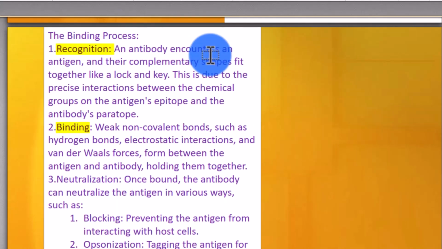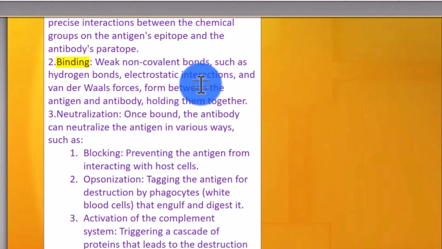Recognition: an antibody encounters an antigen with complementary shapes. Binding: weak non-covalent bonds such as hydrogen bonds, electrostatic bonds, and van der Waals forces hold them together. Neutralization: once bound, the antibody can neutralize the antigen in various ways, such as blocking, opsonization, or activation of the complement.